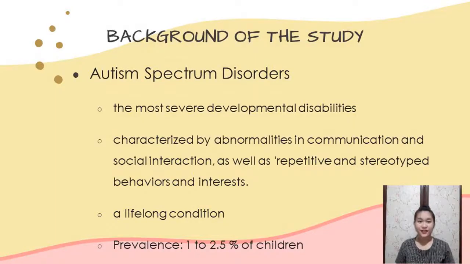In the study, they define autism spectrum disorders as one of the most severe developmental disabilities, characterized by abnormalities in communication and social interaction, as well as repetitive and stereotyped behaviors and interests. ASDs are lifelong conditions, and a high proportion of individuals with ASD require lifelong full-time care. The prevalence of ASD is about 1 to 2.5% of children in the general population, and the number of diagnosed cases has increased in recent decades.